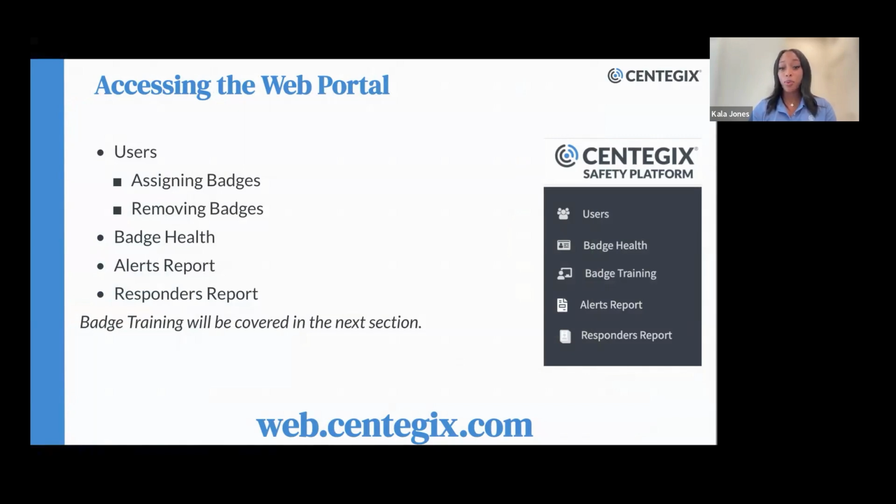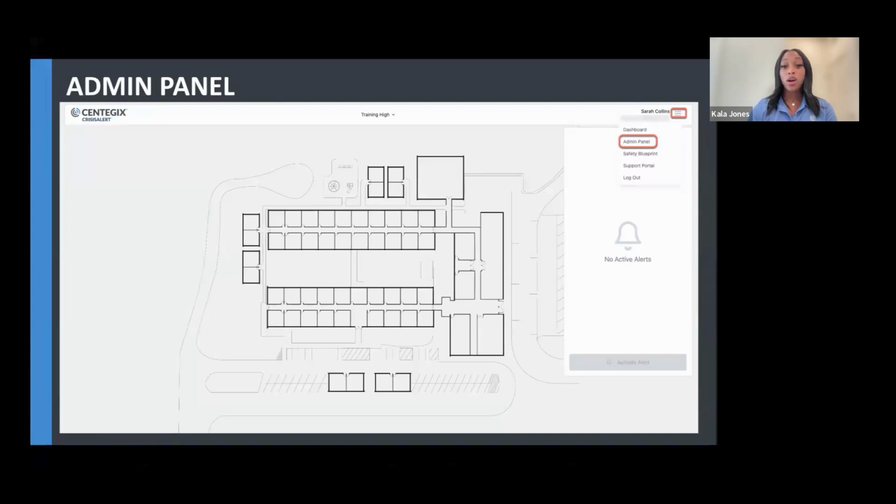So to access the web portal, it's web.centegix.com. And I always suggest if you are an admin or a badge manager, even just to go ahead and bookmark or favorite the website so you have easy and quick access to it. So once you are logged into the portal, same credentials that you created. Again, it's going to be the same across all platforms in regards to Crisis Alert CENTEGIX. You'll do the drop down in the top right-hand corner to go to the admin panel.